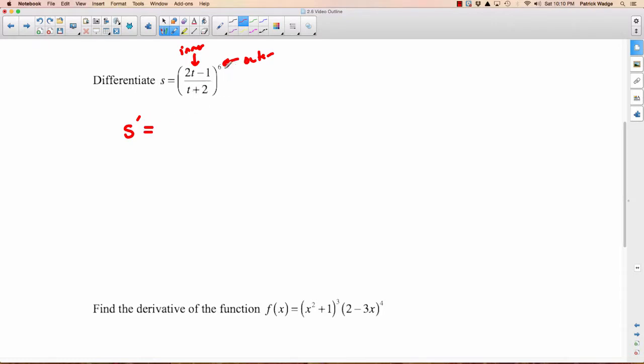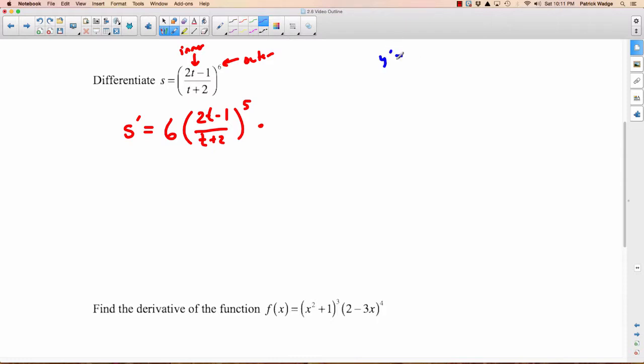We have something to the 6th power. When you have something to the 6th power, the power rule tells you the 6 moves down, the something stays exactly the same, and the 6 goes to a 5. Now, we're going to multiply that by the derivative of the inner function. What do you notice about the inner function that's a bit of a drag? How are you going to get the derivative of the inner function? You're going to have to use the quotient rule. So allow me to remind you of the quotient rule.